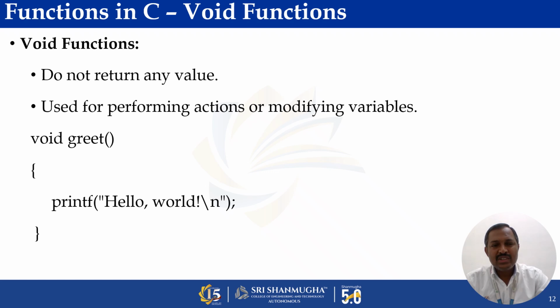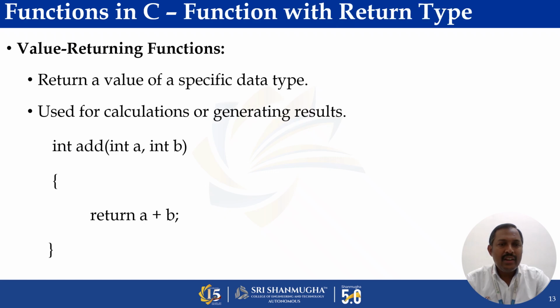The next, void functions. We already had a little discussion about this one. If you don't want to return any value from the function, we have to specify the return type as void. This is generally called a void function. It does not return any value, and is used for performing actions or modifying variables. Next, value returning functions. They return a value of a specific data type, used for calculations or generating results. We have seen a function called max which returned a value. Like that, if a function wants to return any value, we have to specify what type of value the function is going to return.